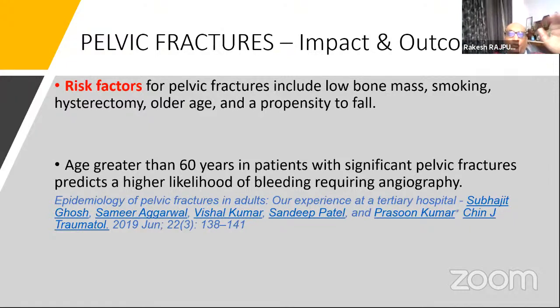Now, what are the risk factors? If you have sustained a pelvic fracture, what makes your outcome worse? If you have low bone mass, if you are a smoker, and very strangely, if you had a hysterectomy done, which I think means that your visceral damage will be a bit more. And if you're of older age, which probably is due to low bone mass and some other comorbidities, and if you have a propensity to fall, like poor hearing or poor eyesight or balance problems, you have a very high risk of injuries. And age 60 is a very significant predictor of bleeding also.